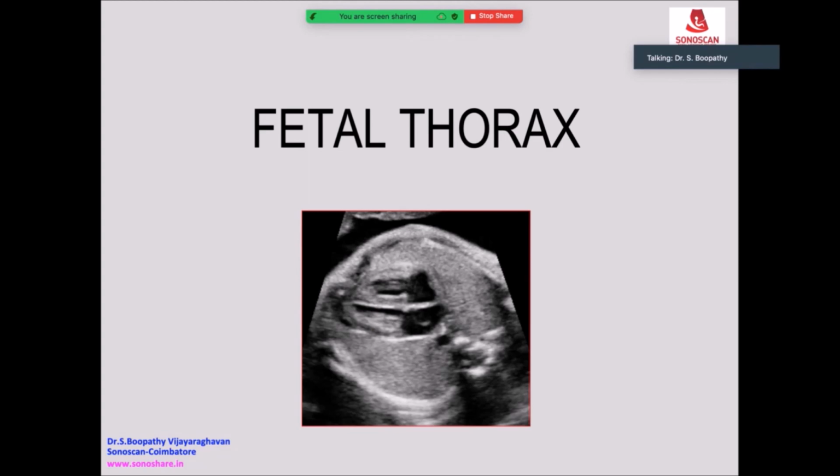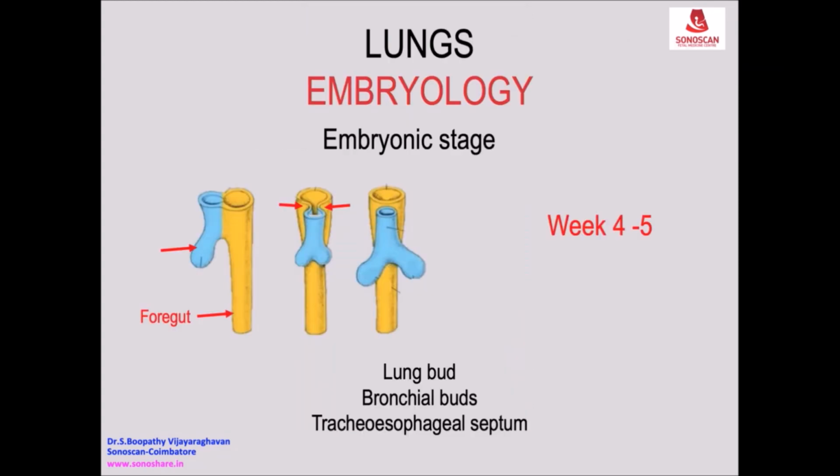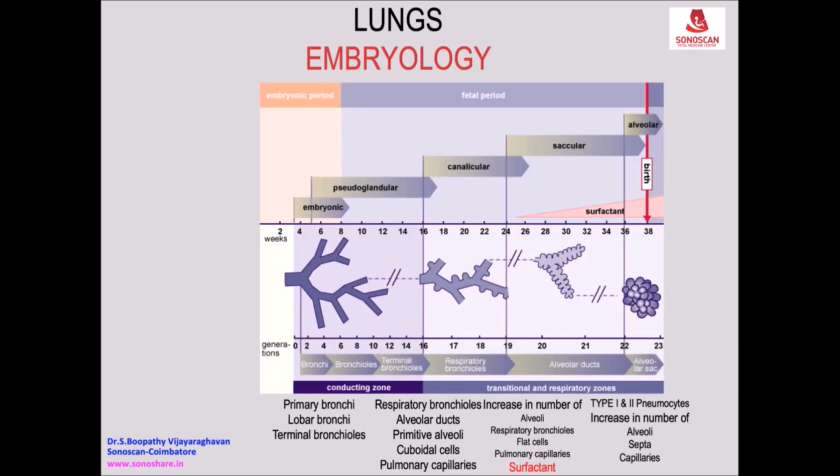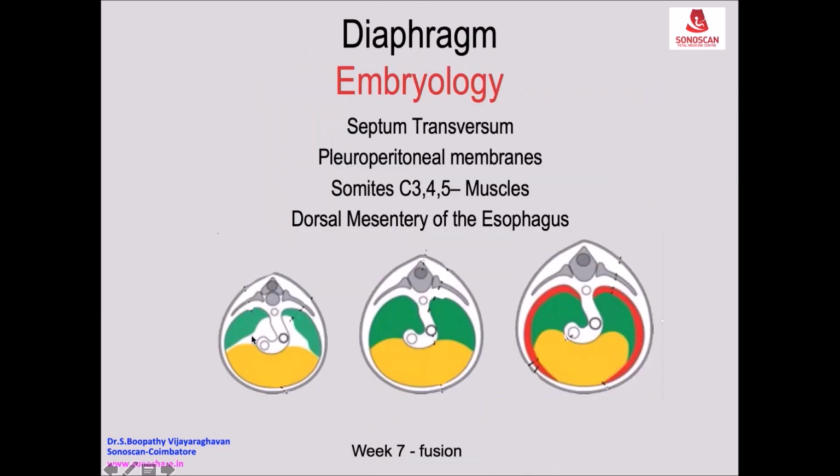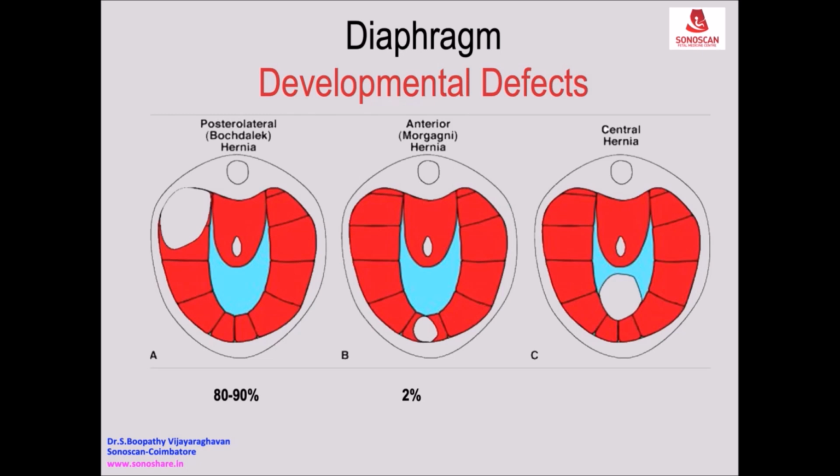Today's topic is fetal thorax, which is separated by the tracheoesophageal septum, after which there are another four stages. First stage is the canalicular stage. Distal to it there will be development of the respiratory bronchioles, alveolar ducts, primary alveolo-capillary membranes, and the somites from C3, 4, 5.